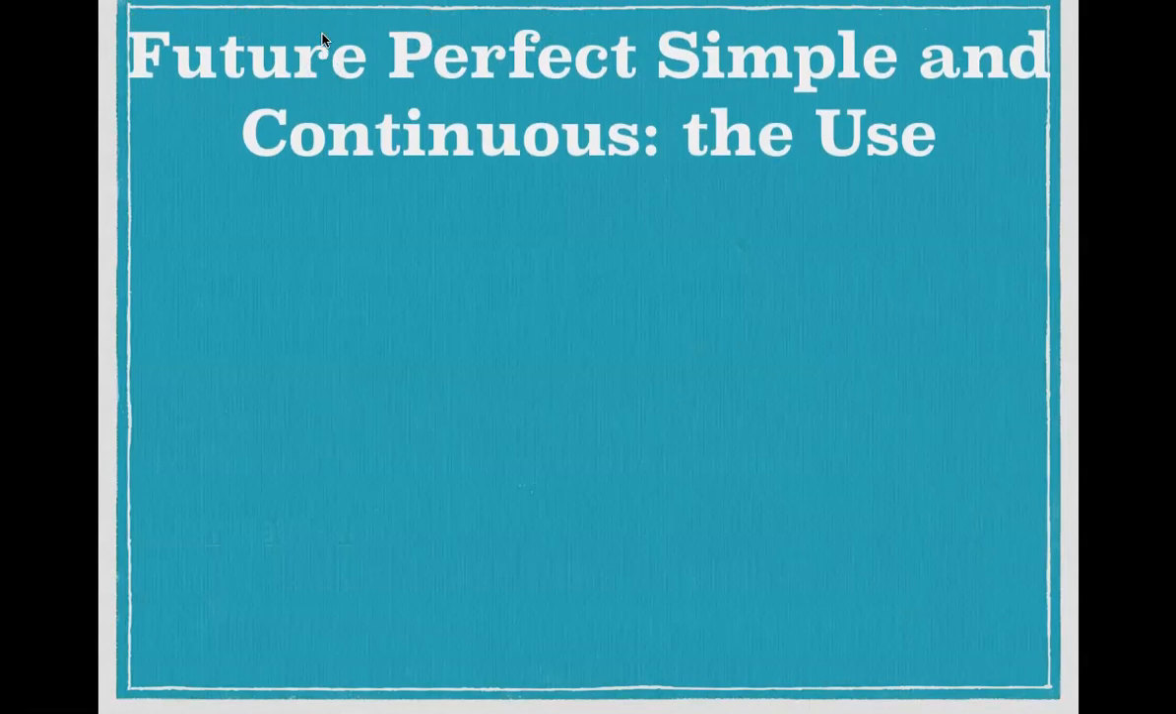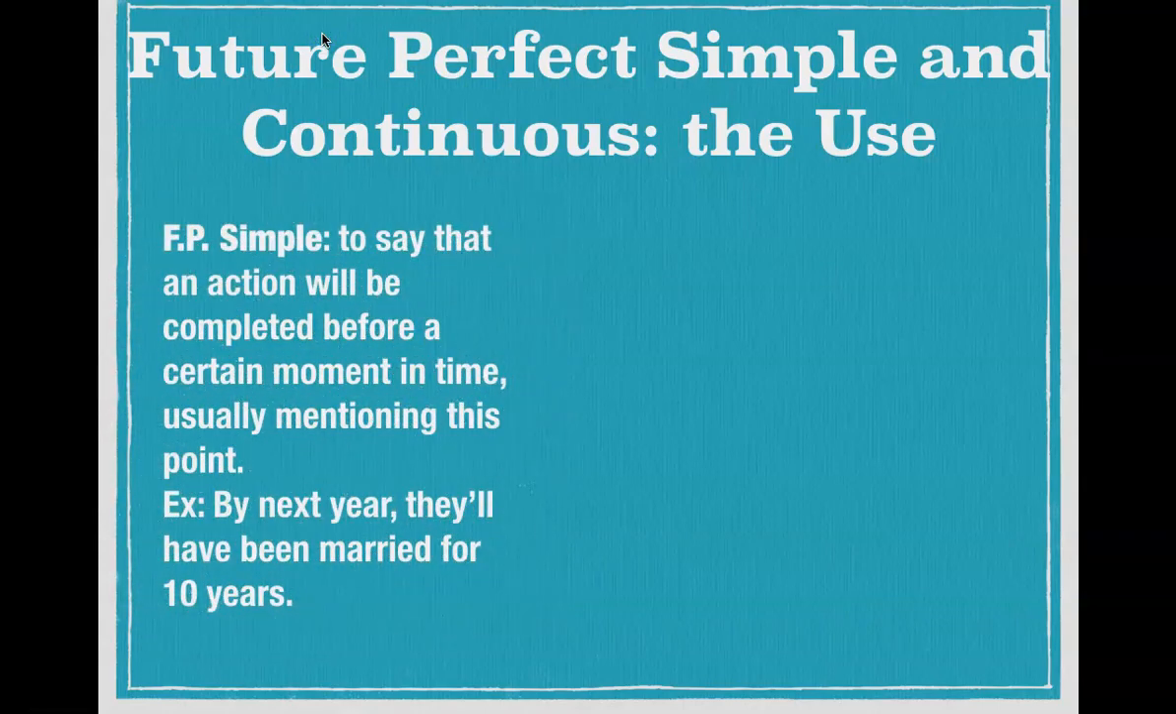Okay, let's talk about the use of both the future perfect. Okay, first the future perfect simple. We use it to say that an action will be completed before a certain moment in time. Usually you have to mention this moment when the action will be completed. The example is, by next year, they will have been married for 10 years. So basically, we are saying that our point in time in the future is next year, and the action that will be completed is to be married for 10 years.